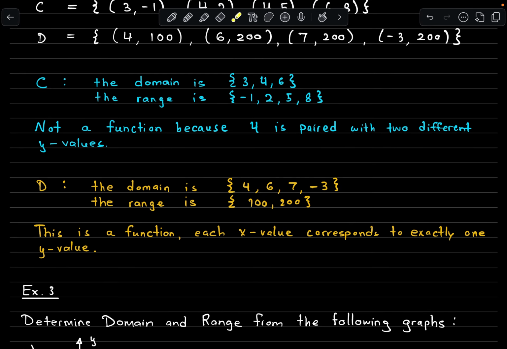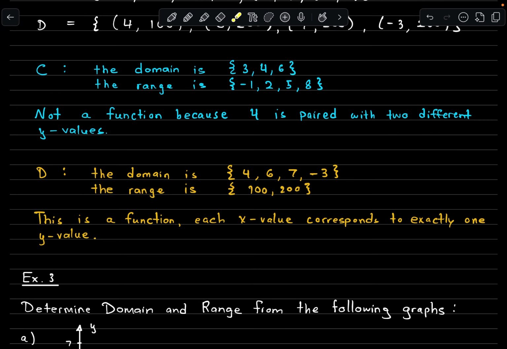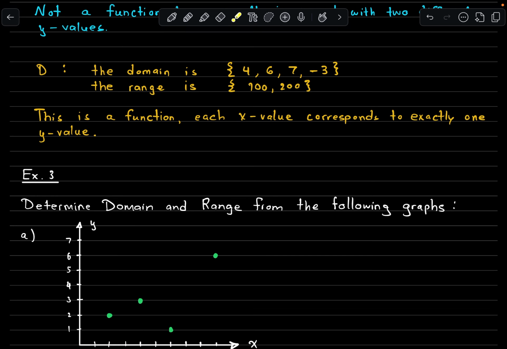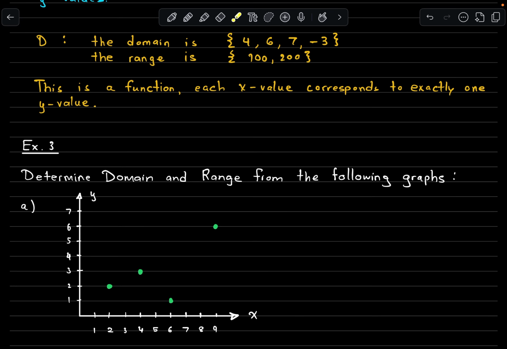All right, example 3. Now let's see if we can determine domain and range from the following graphs. So we're talking about how these functions are just groups or sets of ordered pairs. So we can plot these and we can go ahead and take a look at these graphs. All right, well, we've got all of these points out here. The domain is just going to be whatever x values are covered by these points.